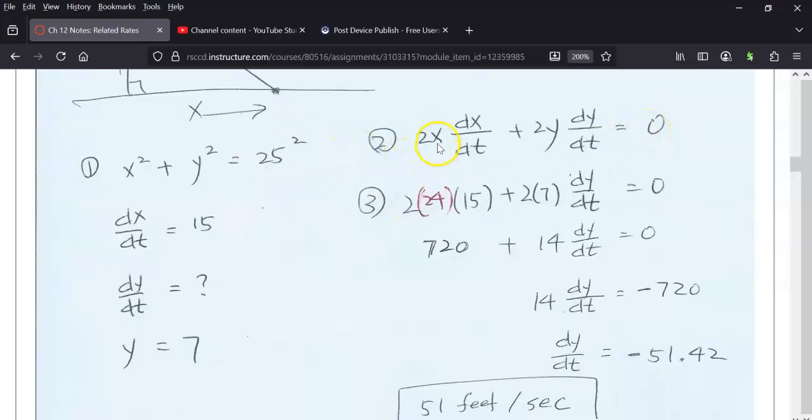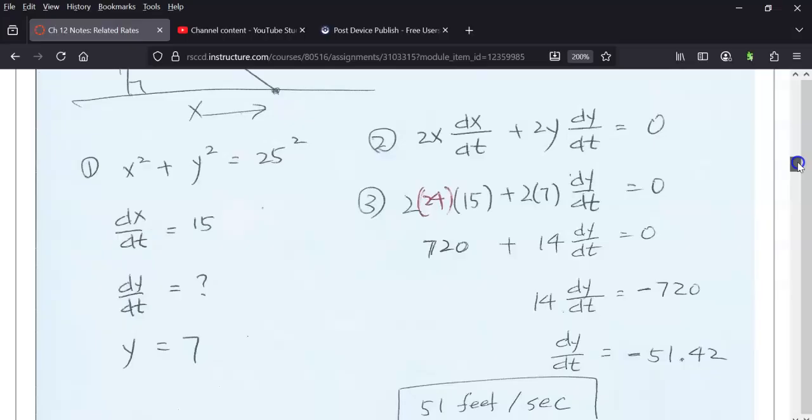So we don't know x actually. What they didn't give us is x, which is 24. They did say dx/dt is 15. It's right here. And they want to know what happened at that specific moment when y equals 7. And remember, you're looking for dy/dt. So you're missing one variable, x here.